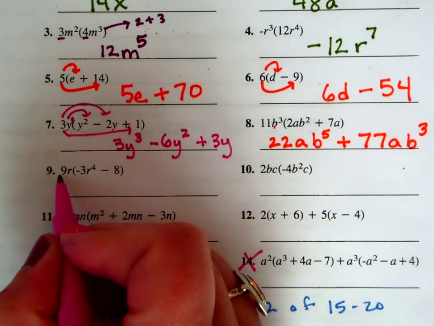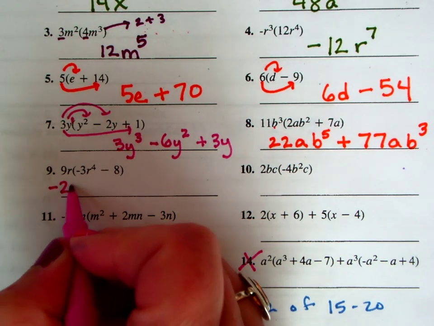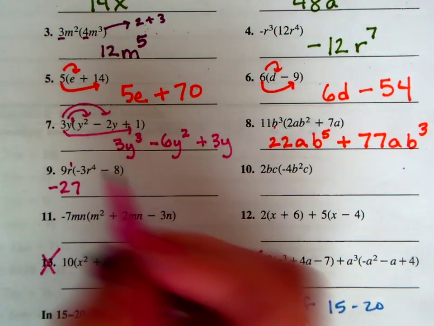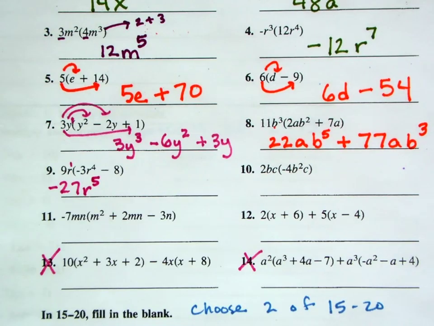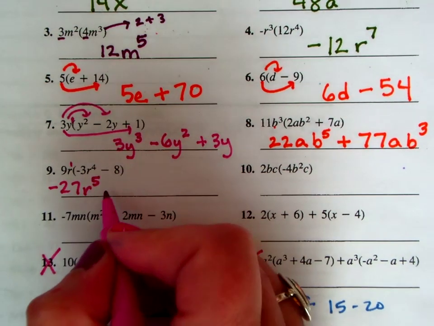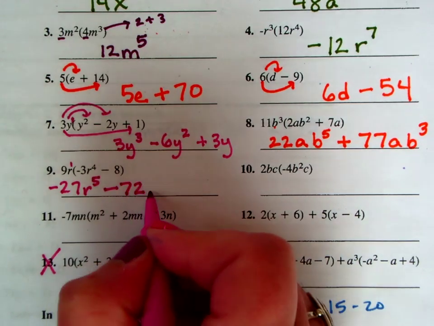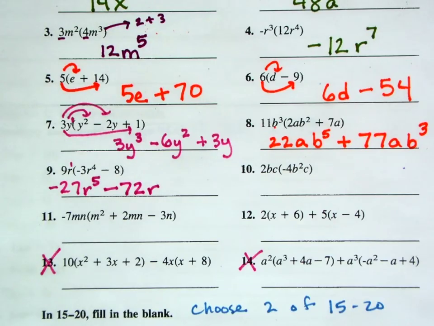9r and negative 3r, 9 times negative 3 is negative 27. R to the first times r to the fourth is r to the fifth. And then 9 times negative 8 is minus 72, and we just have r to the first, or just r.